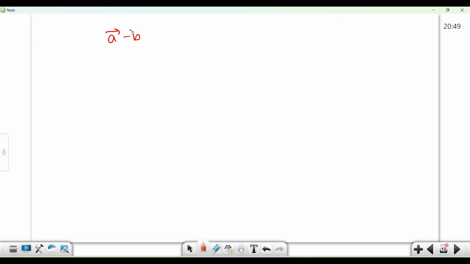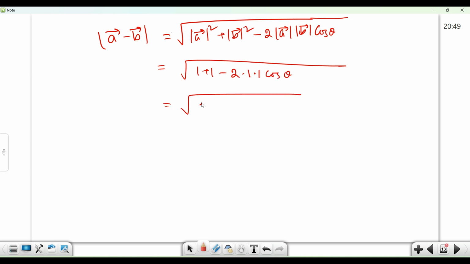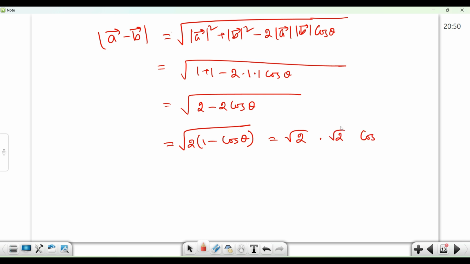Next, the modulus of a vector minus b vector is equal to root over a vector square plus b vector square minus 2 mod of a vector mod of b vector cos theta. Again, theta is the angle between these two vectors. So this is root over 1 plus 1 minus 2 into 1 into cos theta. So this is 2 minus 2 cos theta, that means equal to root over 2 into 1 minus cos theta.